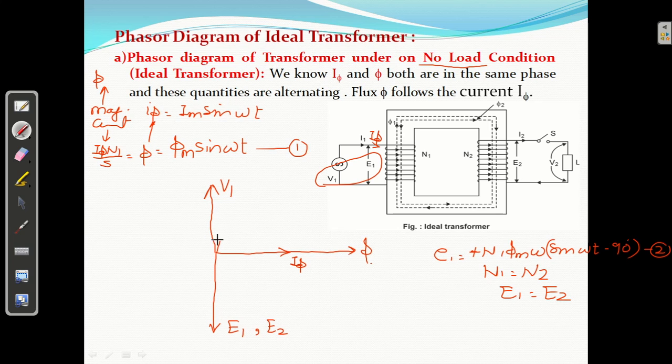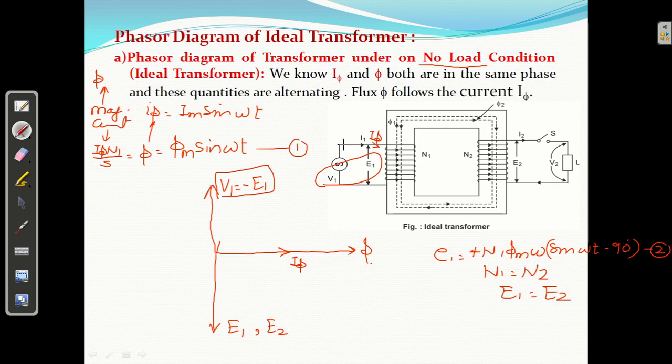What is the angle between voltage and current? It is 180 degree, clear? And if you want, you can say minus E1 equal to V1. Magnitude wise, both are equal, but they will be out of phase by angle of 180 degree. And magnitude kyun same hai?